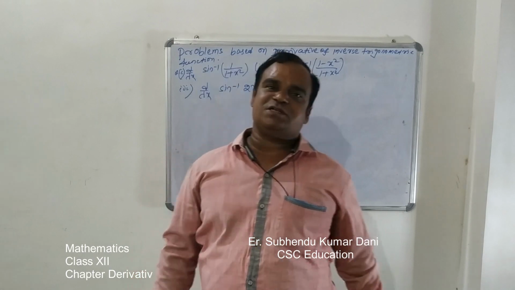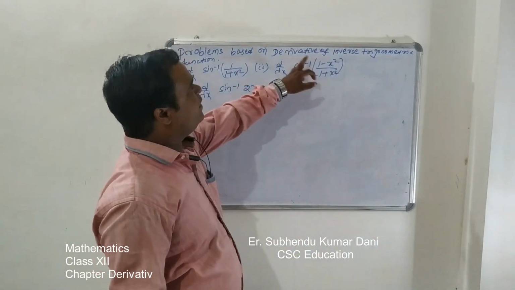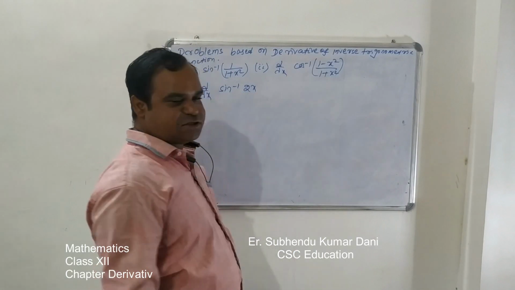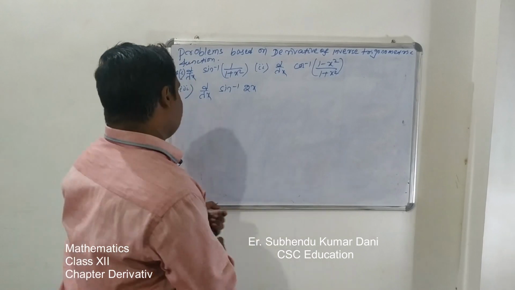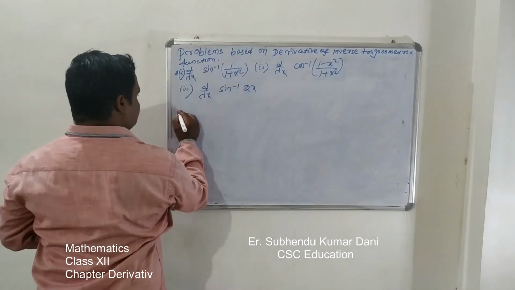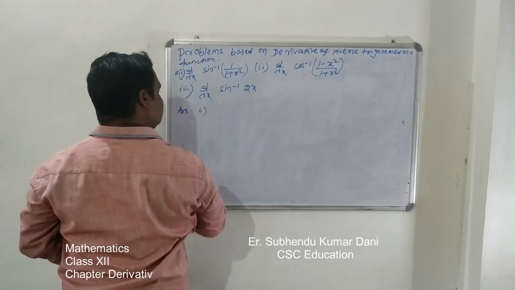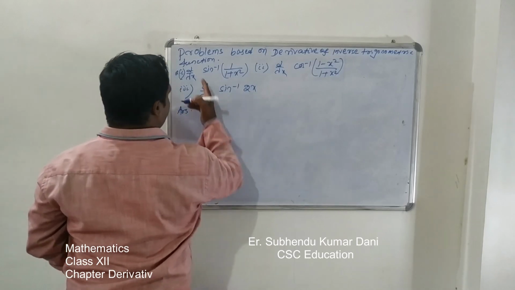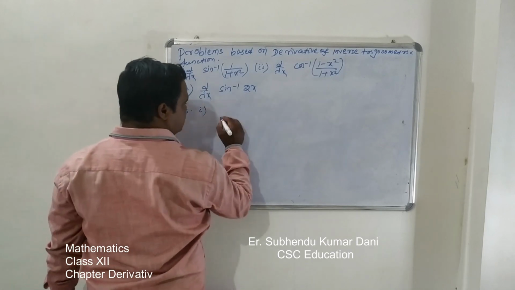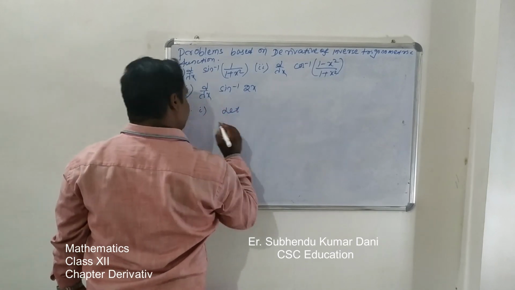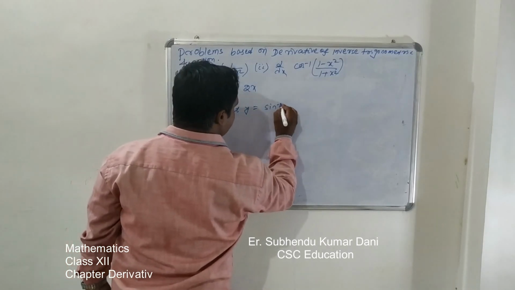Today I am discussing problems based on the derivative of inverse trigonometric functions. First of all, question number 1 and its solution: find the derivative d by dx of sine inverse x. So, firstly, let y equal to the function sine inverse of 1 by 1 plus x squared.